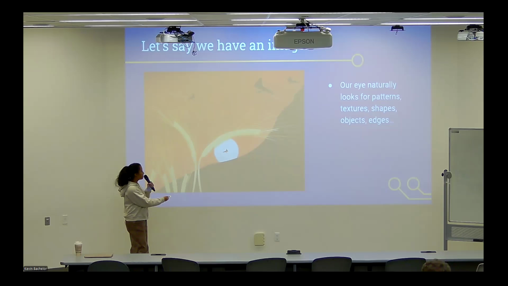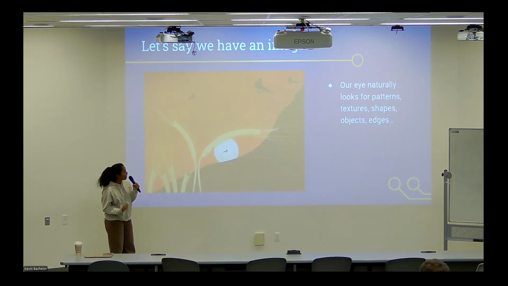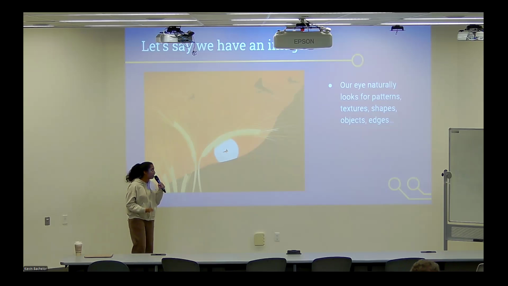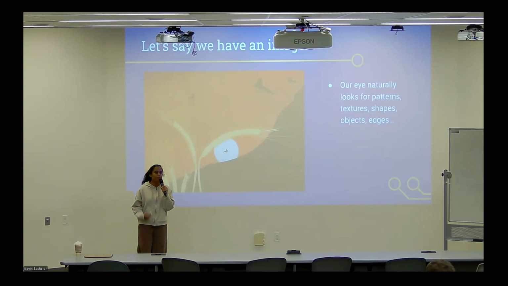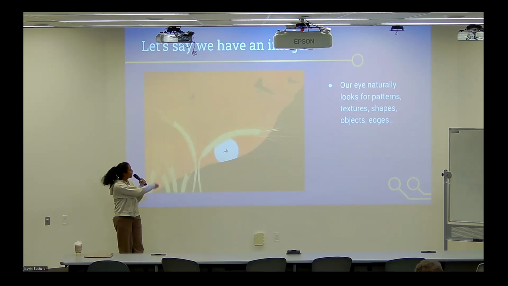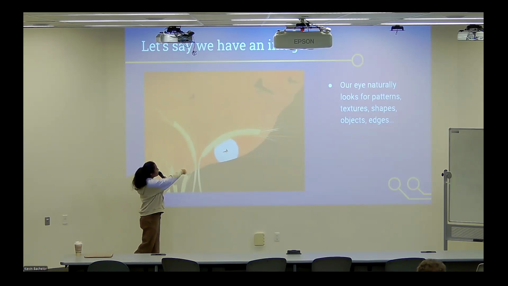Well, let's say we have an image here. Our eye naturally looks for patterns, textures, shapes, objects, edges. We're trying to recognize what the image is. And how do we do that? We look at what's in the image. Like we see, oh, there's some wheat here. There's some texture here. There's edges here. That circle might be the moon. These might be birds or planes because they're in the sky. We look for the color. We look for the edges.